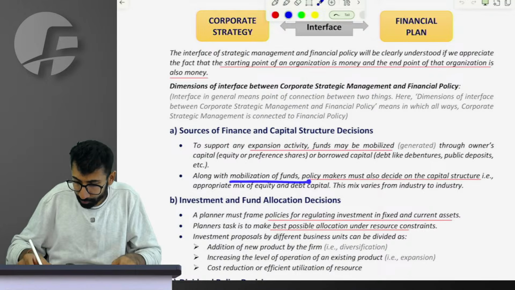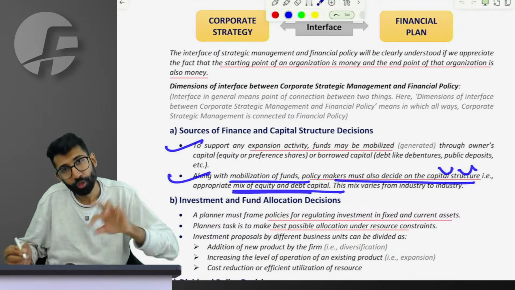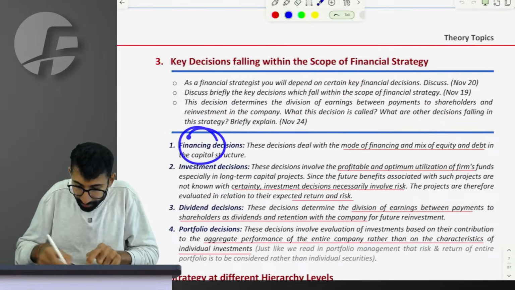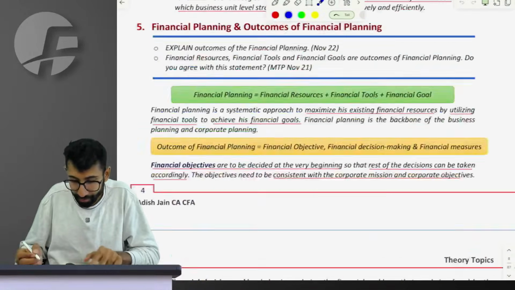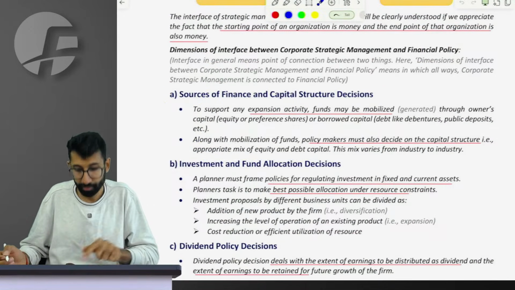Along with the mobilization, we also decide on the capital structure as a mix of debt and equity. Do you agree? We have already done it. When it comes to the financing decision, the mode of financing and the mix, we have already done that.